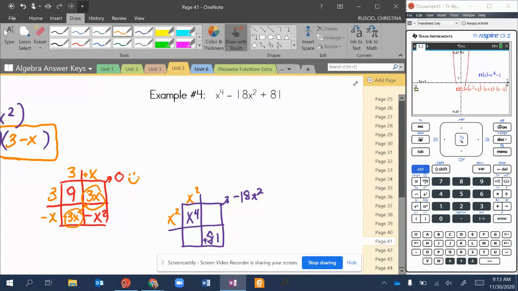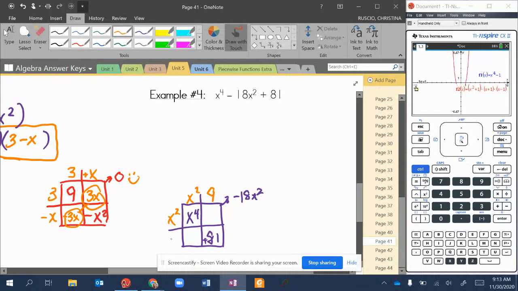But I do know that 81 is a perfect square, so I think I'm going to try 9 and 9. 9 times 9 is positive 81. Wait a minute. 9x squared plus 9x squared is 18x squared. I needed a negative 18x squared, so let's just make them both negative, and then it works out. Oh, glorious day. All right, so x squared minus 9 all times x squared minus 9.